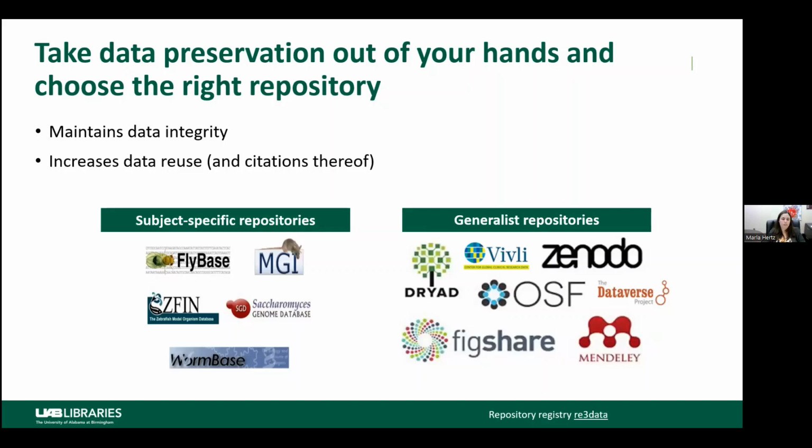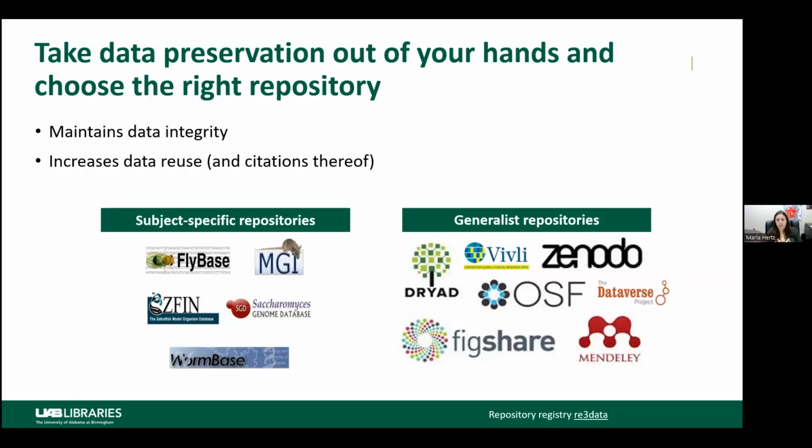The rule of thumb is to try to find a more subject-specific repository if you can, if it's appropriate for the data types that you're interested in sharing. There are some examples here, but there are many out there. And if not, you can use a generalist repository. Many of these are also free to submit data to.